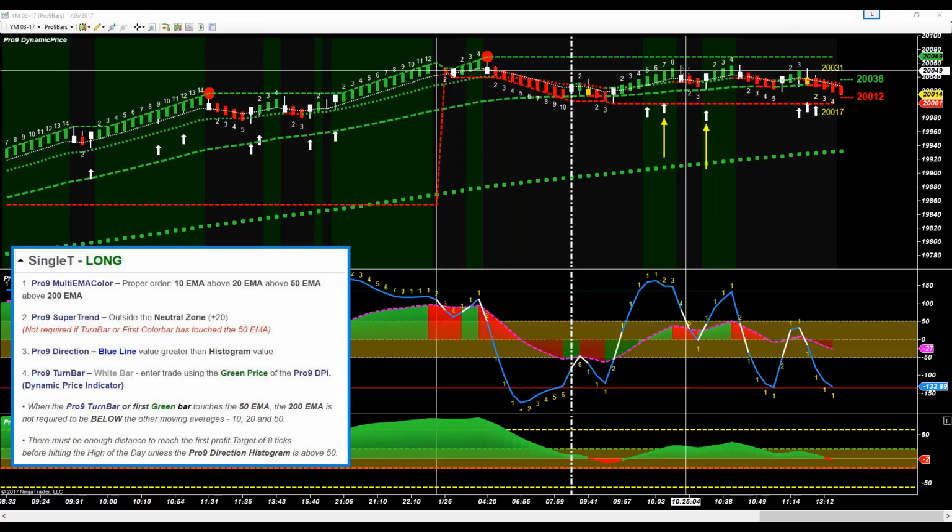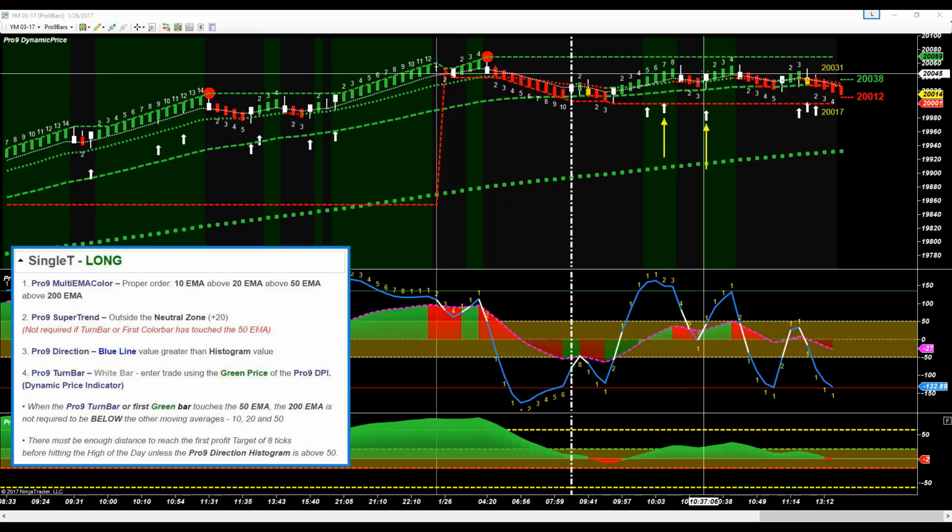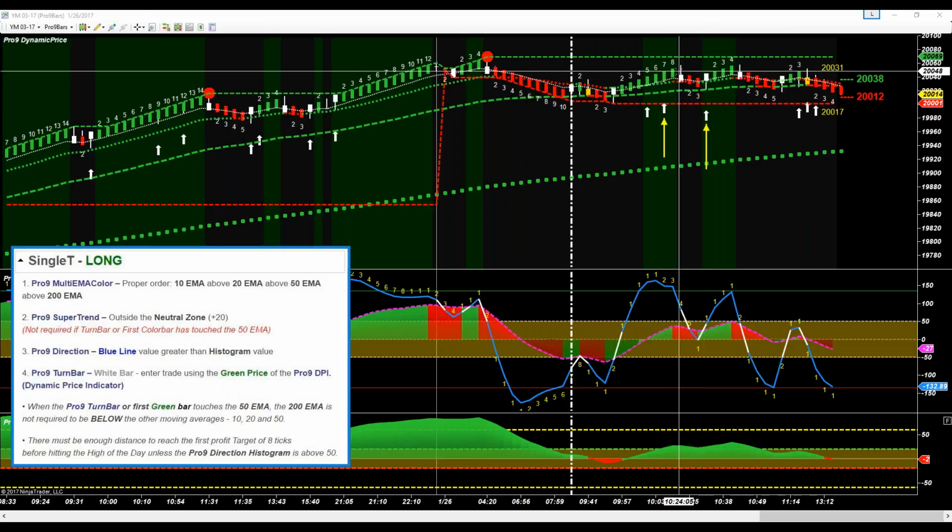In this case with the single T, we have multiple color bars in between our 2 turn bars here. So this is basically saying that the trend has reversed enough and then started trending long again, but it's been a long enough price movement in between those points that this can be considered a single turn bar trade, or the start of its own leg.